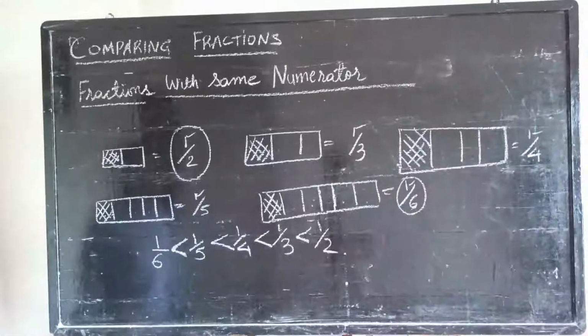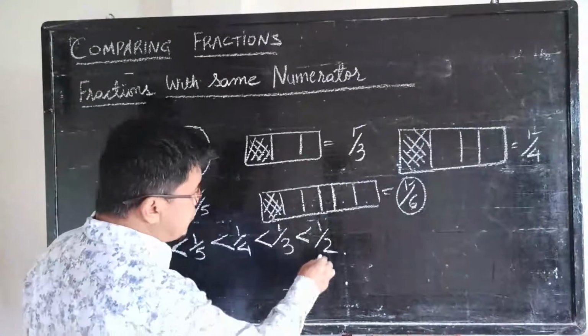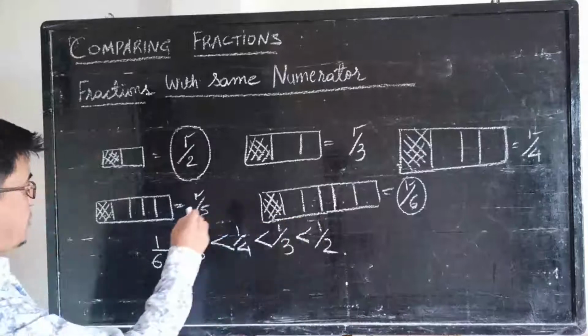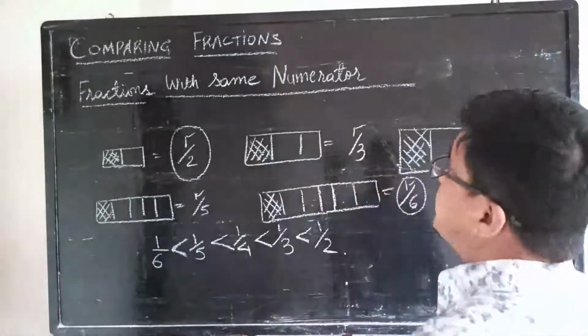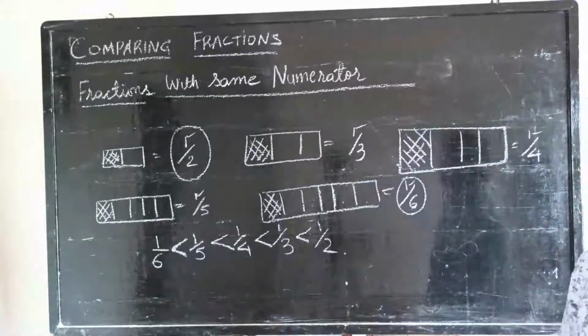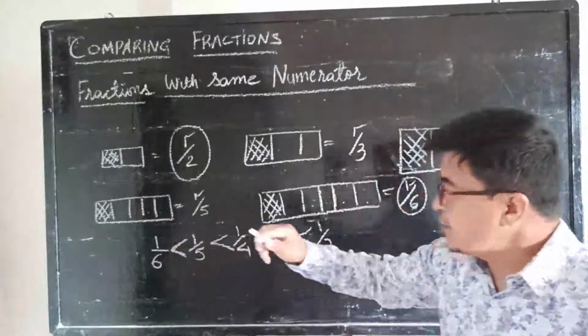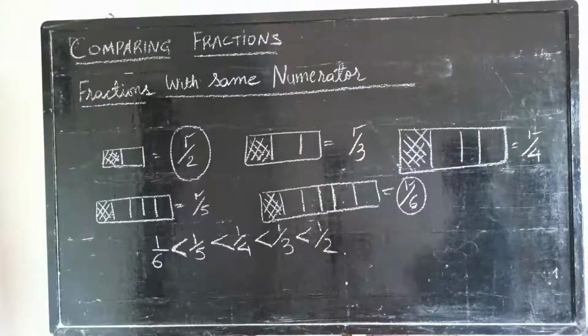So when the numerators are same, the fraction with the smallest denominator is the biggest, and the fraction with the biggest denominator is the smallest. So when the fractions have the same numerator, the fraction with the biggest denominator is the smallest, and the fraction with the smallest denominator is the biggest.